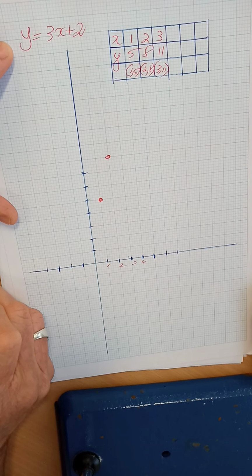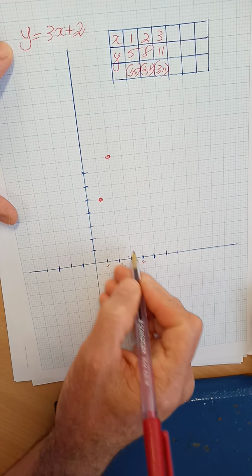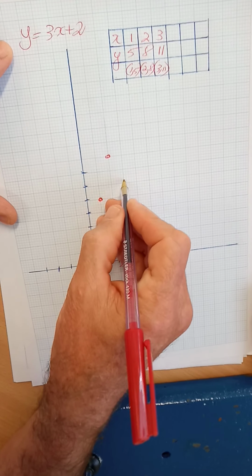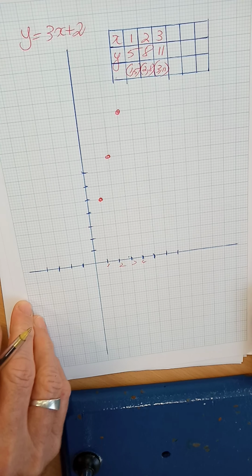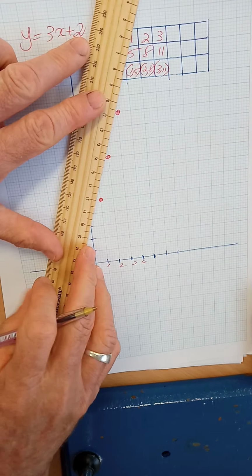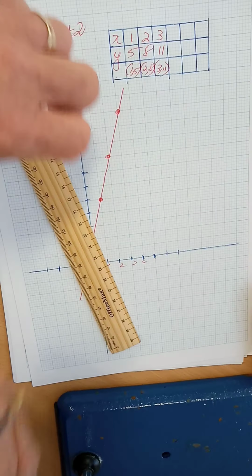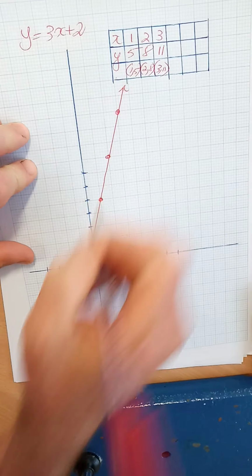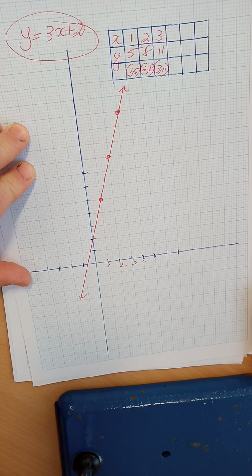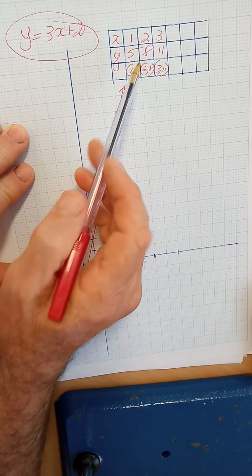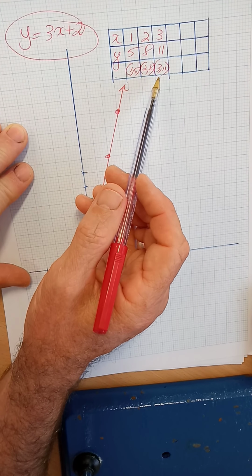There's the second point. We always use a third point just as a check. So the point (3, 11). 1, 2, 3, 4, 5, 6, 7, 8, 9, 10, 11 is the third point there. And these are 3 points. All you have to do now is just draw your line through those points, and that's the graph of y equals 3x plus 2. Alright, and that's called the table method. So it's just picking points, finding the corresponding y values, and then graphing them.